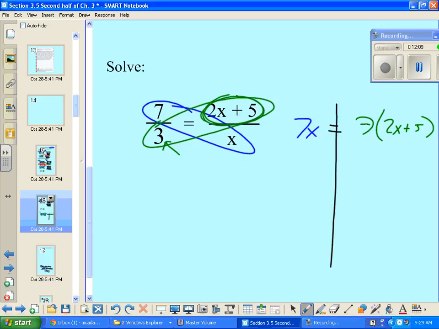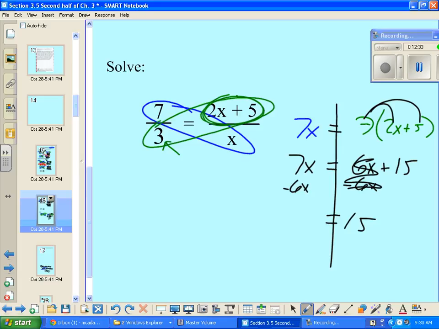Once I've got that set up, now I can solve it just like any other equation, like the multi-step equations we've been doing recently. First step, if I can, is distribute. So I'm going to take 3 times 2x, which gives me 6x. 3 times 5 gives me 15. On the other side here, I still just have 7x. And now I just have to get all the x's on one side, subtract 6x from both sides. When I do that, all that's left on the right side is 15. All that's left on this side is just 1x, or that's just x by itself. So there it is, x equals 15.